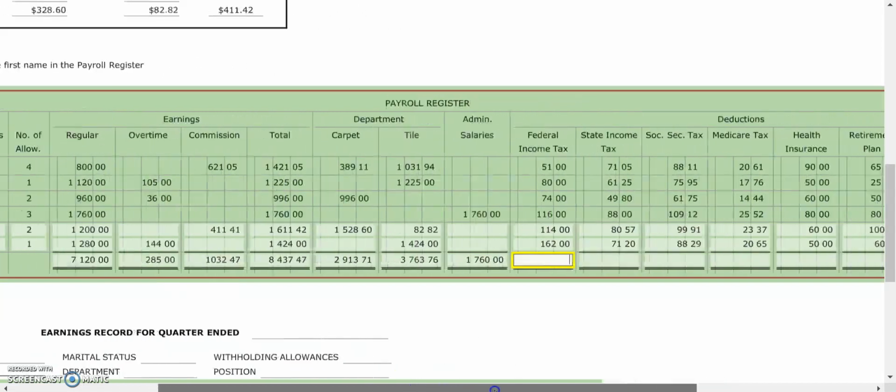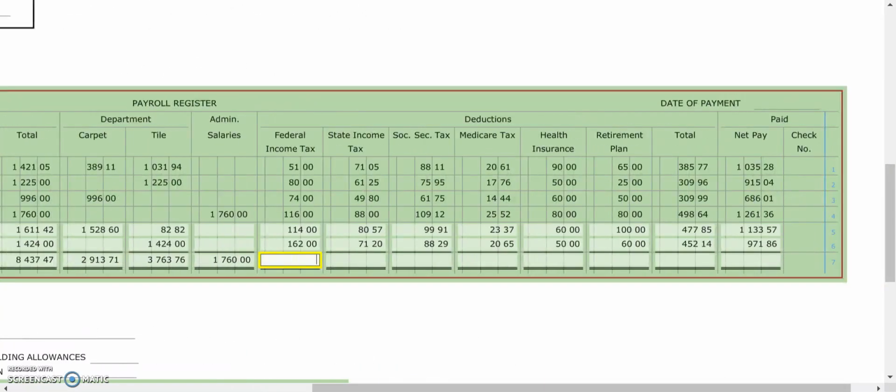Then we come over here and we need to total our federal income tax, state income tax, Social Security, Medicare, all the good stuff. So when we do that, we get a total for federal income tax of $597. Our state income tax is $421.87. Social Security is $523.13. Medicare is $122.35. Health insurance is $390. Retirement is $380, and the total deductions for our employees are $2,434.35.